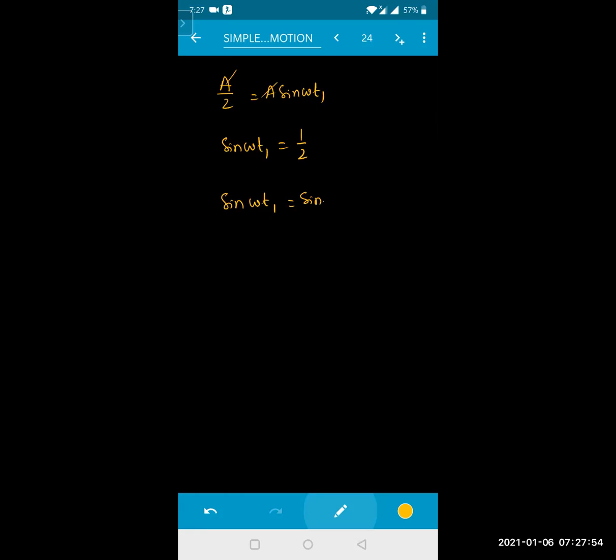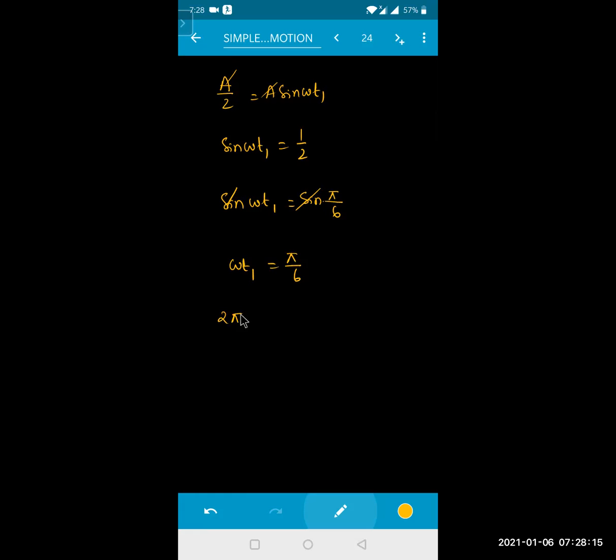Sine 60 is how much? Root 3 by 2, sir. Sine 30? 1 by 2. So 30 degrees, which is pi by 6. These two get cancelled. Omega into t1 will be equal to pi by 6.